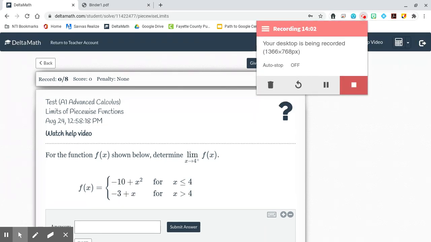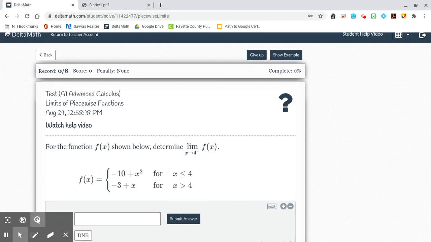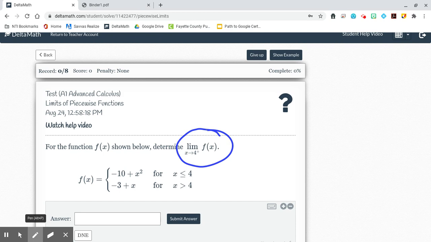Okay, so there'll be some on Delta Math that aren't like the examples in your notes, but they're still really similar. And it's one like this one, and they only want you to do one side of the limit. So notice right here I have the limit as x approaches 4 from the right of f of x. So you just need to know which line do I use. So I'm going to look at my two lines. The top line is for all the values that are less than 4, which are the ones to the left of 4. The bottom line is for all the x values that are greater than 4. Well, those numbers are on the right of 4, so this is the side that I want to use to come up with my answer.